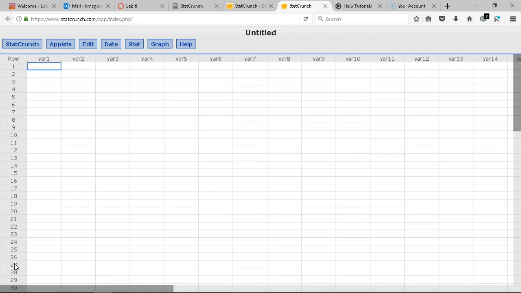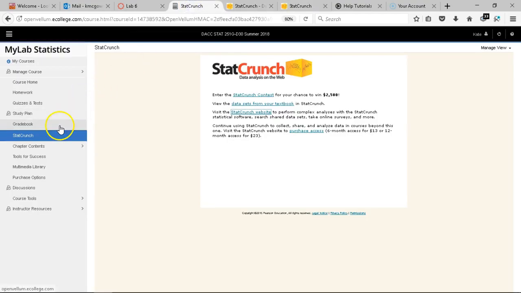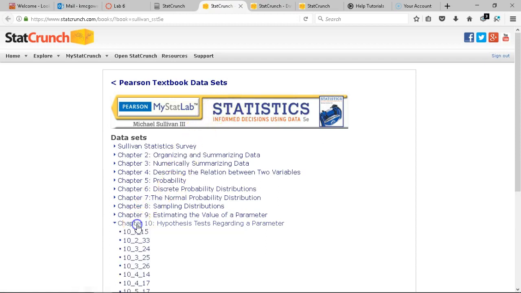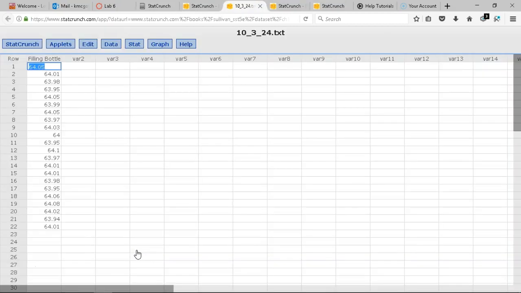Now, the next problem is 10.3, number 24, and for that one we have data. So back from the StatCrunch website, we'll view the data sets from your textbook in StatCrunch, and we'll go to 10.3, number 24. For this one, we'll be running a hypothesis test again.